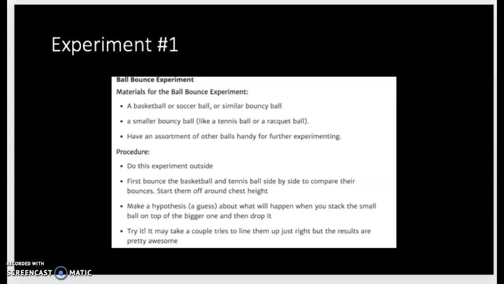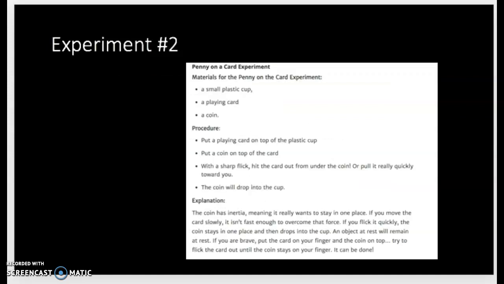Then I want you to make a hypothesis: what do you think would happen if you stacked the bigger ball underneath the smaller ball? So put the bigger ball on the bottom, the smaller ball on top, and I want you to drop it. What do you think is going to happen? And I want you to put this answer into Google Classroom below the video, okay? All right, what happened when you bounced the smaller ball on top of the bigger ball?